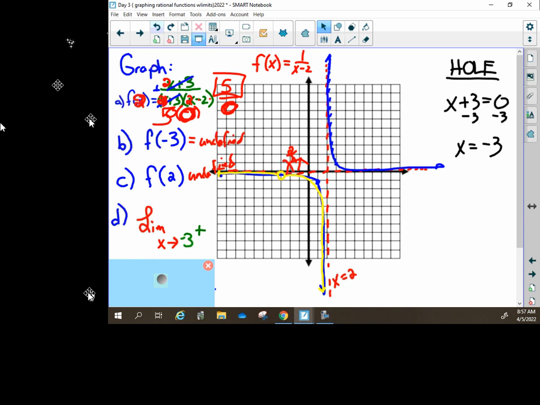If you plug in -3, don't you get undefined from this part? But if I want to know when I'm on the actual graph, which is this part right here, and I plug in -3 in this part, what would be that height at that spot? Negative 1/5. And does that look like it's right around something small like -1/5? Because if you get a height that's way up here or way down here, you got to think you did some math wrong. So that right there is negative 1/5, and that is your limit as it approaches from the right.